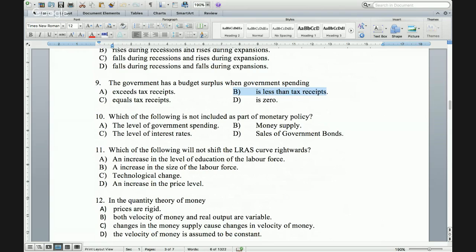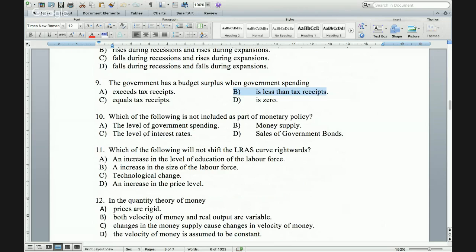Question 10. Which of the following is not included as part of the monetary policy? Monetary policy has to do with money, or the flow of money, or anything associated with money. And we see here, option A, the level of government spending. That seems to suggest that it is associated with money, and by right, it does. Spending means spending money. You have also B, which is your money supply. That is definitely monetary policy.